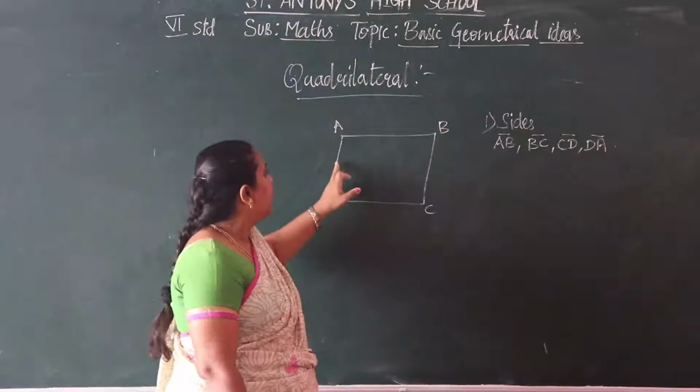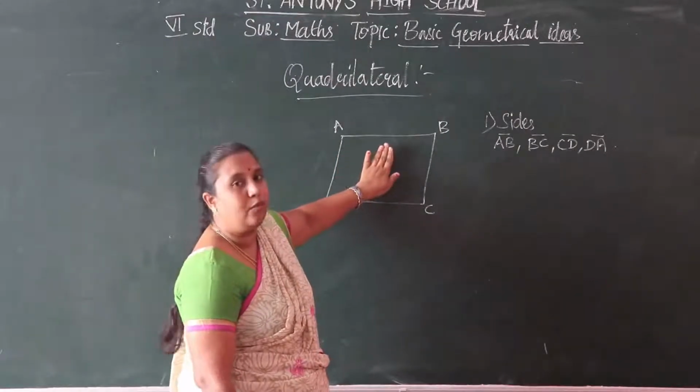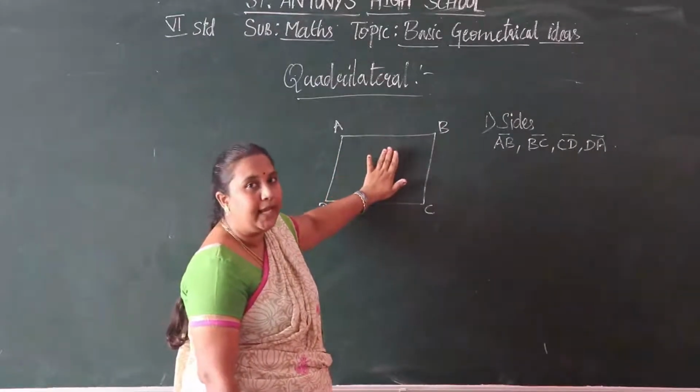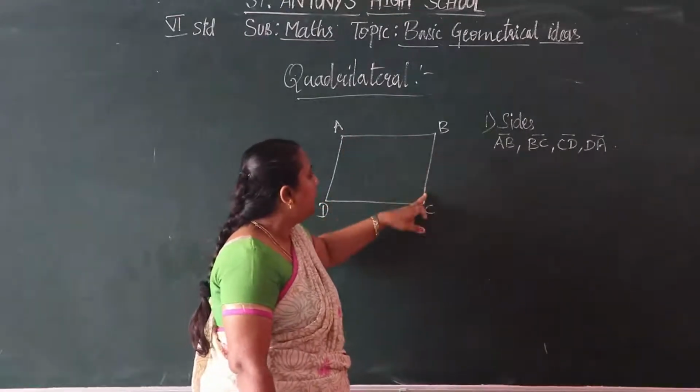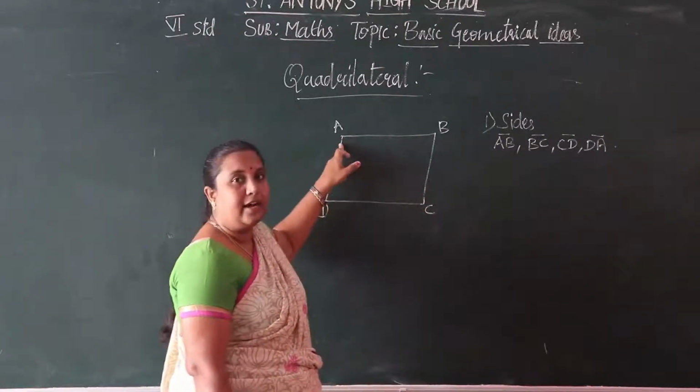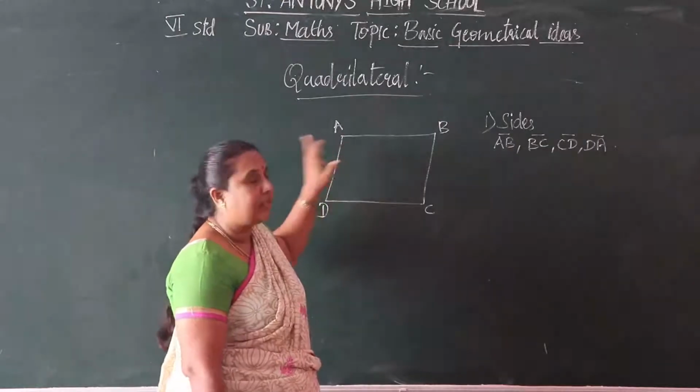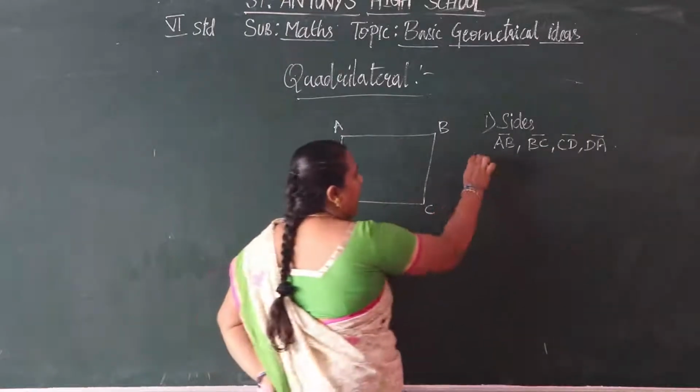Here we have a quadrilateral, that is a four-sided closed plane figure. The sides of the quadrilateral are AB, BC, CD and DA. Are you clear, children? Okay, next move on to the second part.